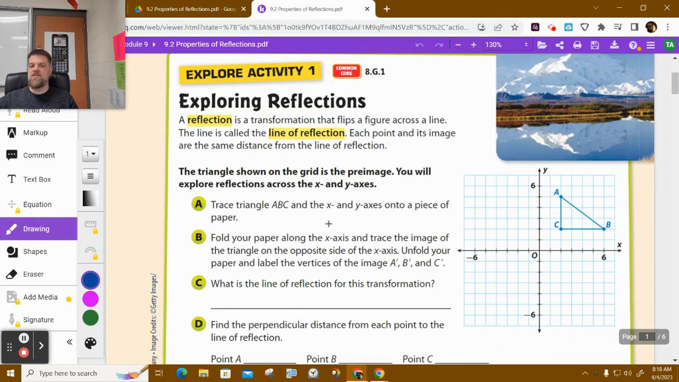All right, so yesterday we talked about translations, and this is kind of an important thing. Transformations of figures are something that we do in the real world all the time. I'll give you a couple of examples. I'll give you the one main example.